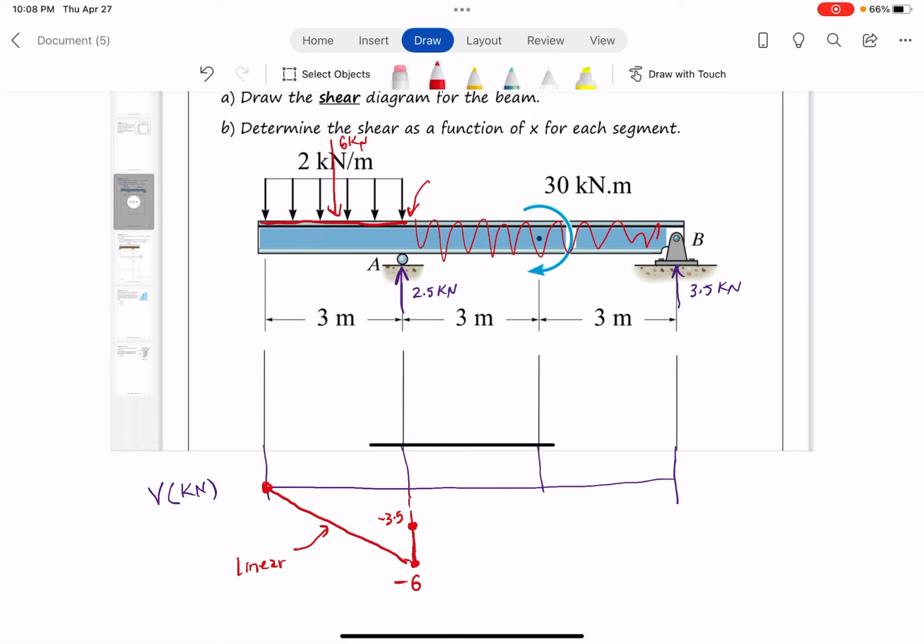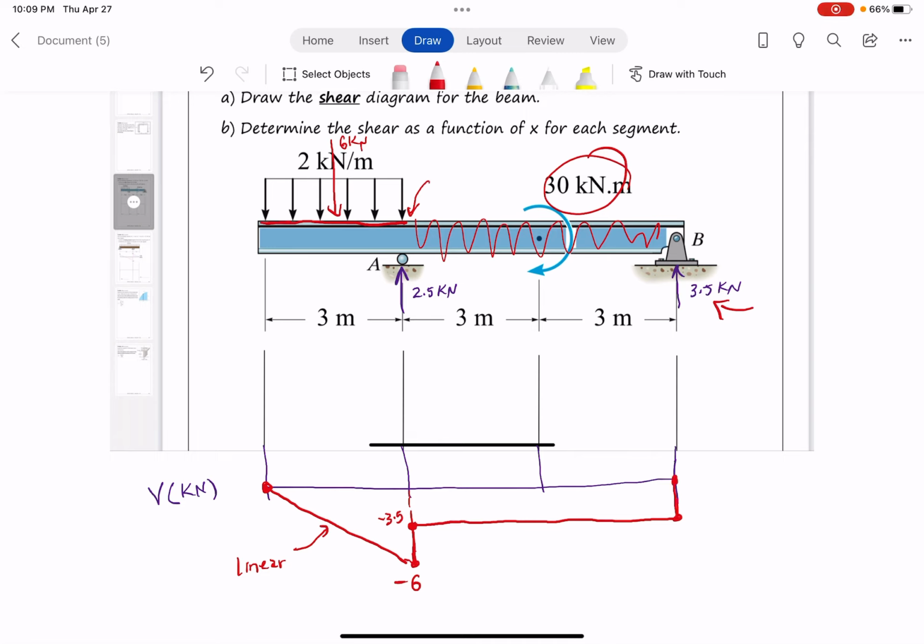Don't worry about the moment. Here we are doing the shear diagram. We are not doing the moment diagram. So we don't care about this moment. And since there is no load throughout, the shear is constant until this point. And at this point, it is minus 3.5, and then gonna go up 3.5.